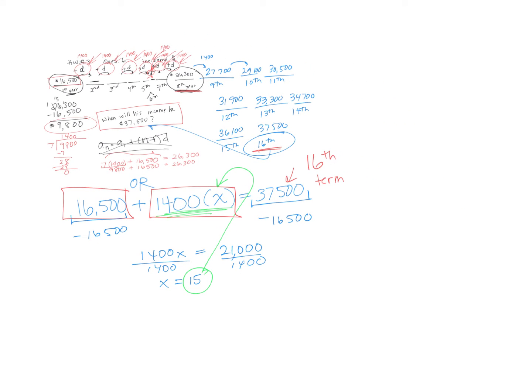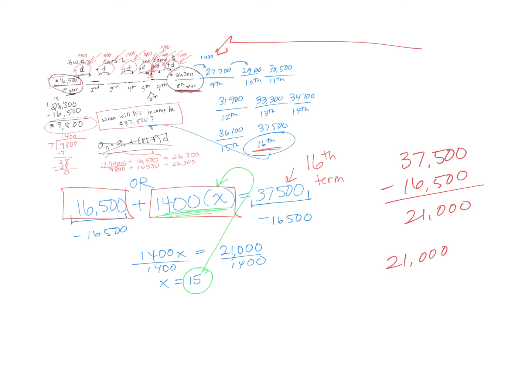Again, if you don't even like that equation, you could just say, okay, I know I need to get to 37,500. Let's take away our starting number, which puts us at 21,000. And I know it's made up of a bunch of 1,400s because we found that earlier. So let's just take 21,000 divided by 1,400, and we'll get 15. So we know it takes 15 of those 1,400s. So the 15 years plus the first original year, we get 16 as well. So any of those ways would work.